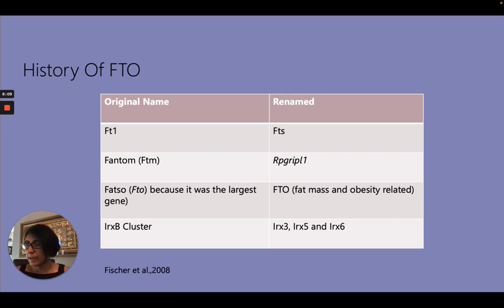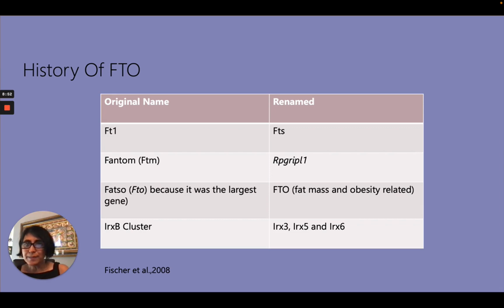But eventually, through this process, they found several genes at one time. So on this chart here, there are 4 genes that were discovered. The original name for the first one was FT1, and then they changed it to FTS. And the second one was named Phantom, so it received the name of FTM, the abbreviation. Eventually, it was renamed to RP-GRIP-L1.